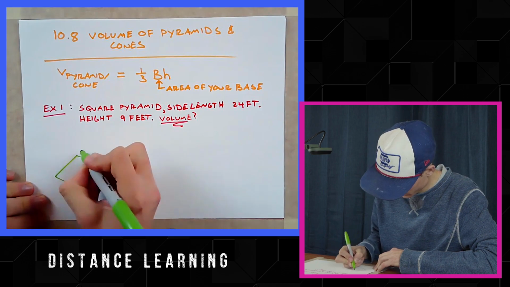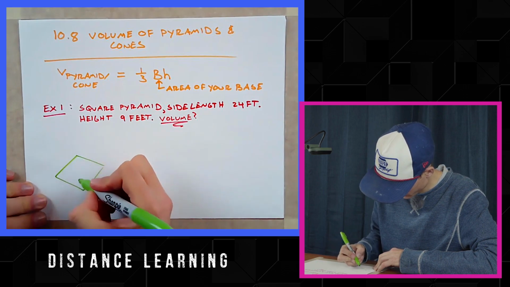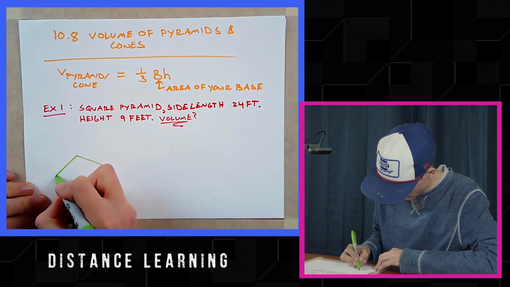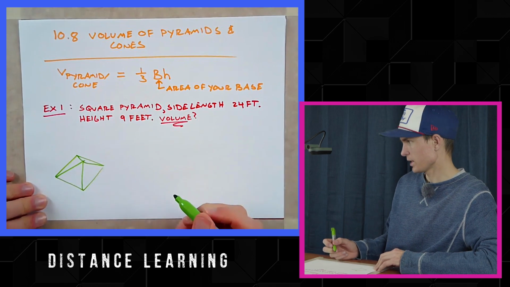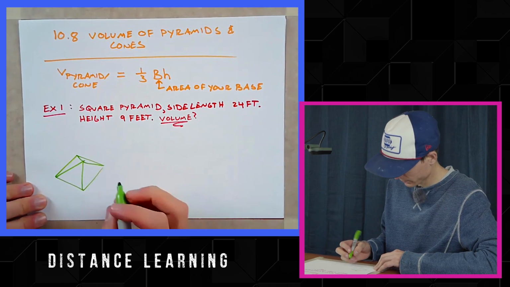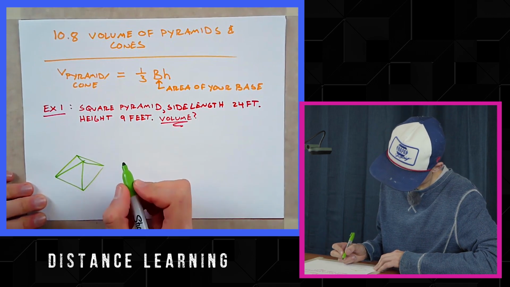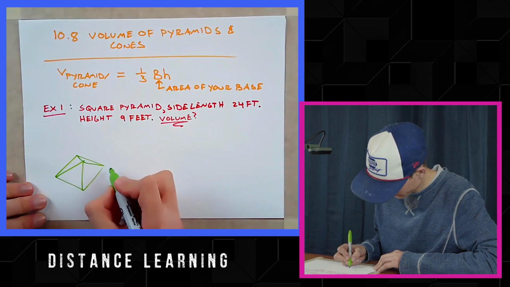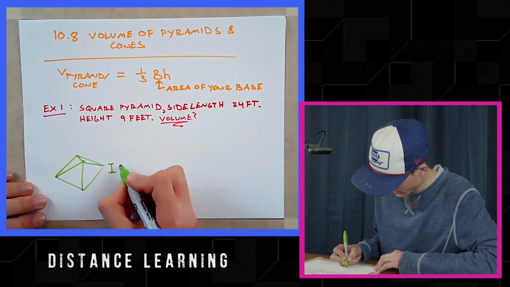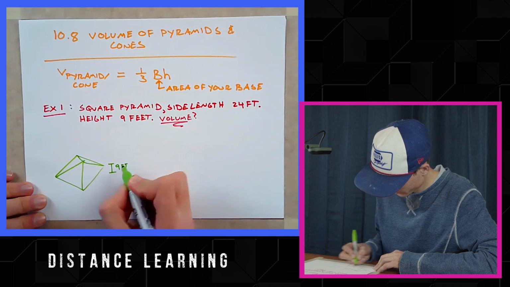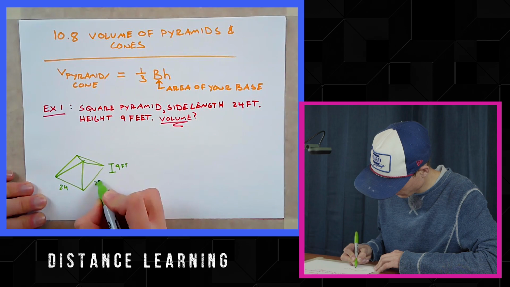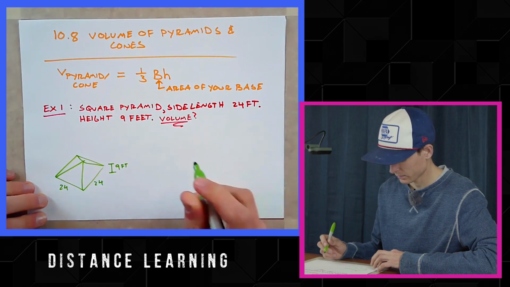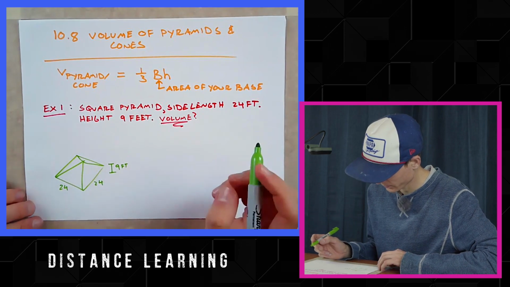Ooh, not bad. Okay, how do I draw a pyramid? Okay, not the best pyramid I've ever drawn. Not even close. Let's just imagine that height is 9 feet, and then each side is 24 feet long. Just imagine that's a pyramid.